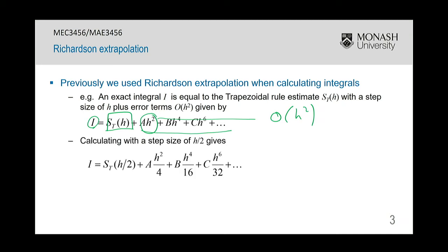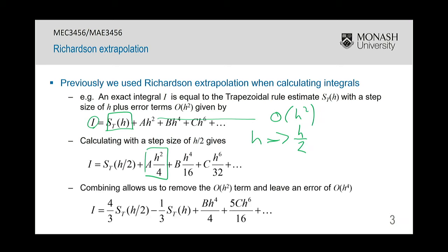If we calculate the same integral, but now we use a step size of h on 2, we come up with an exactly equivalent expression, except now h has been replaced by h on 2, so we can see that the a h squared error term up here has become a h squared on 4. This then allows us to combine these two equations to remove this term here, and it's very easy to show that the exact integral is equal to 4/3 the trapezoidal rule estimate with the step size of h on 2 minus 1/3 the trapezoidal rule estimate with the step size of h, with an error term now, or a leading error term, which scales like order h to the fourth.